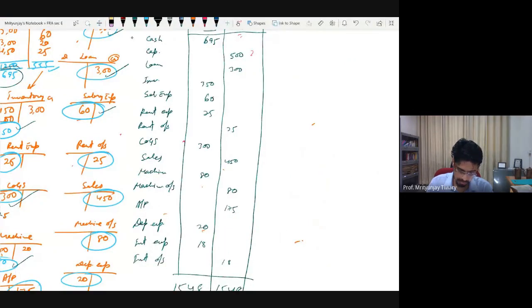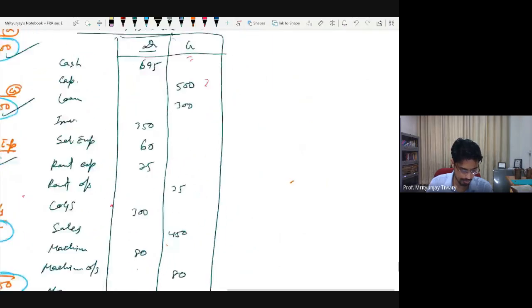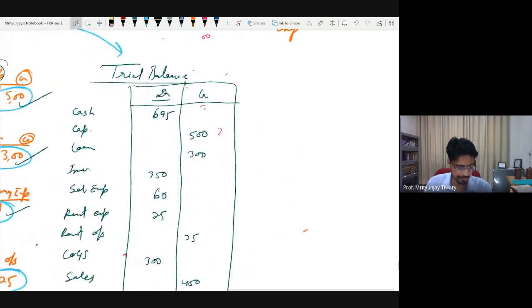I try to zoom in a bit so that things are easier to see. Okay.